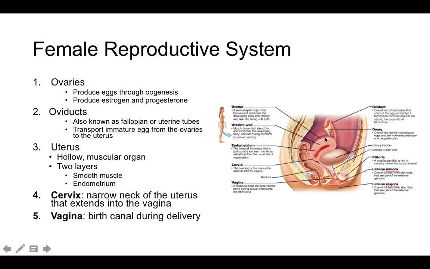The uterus is right here. It's a hollow muscular organ. There are 2 major layers. We have the smooth layer, which we call the myometrium, and then we have the endometrium. The endometrium is the lining that is shed every month during the menstrual cycle, otherwise known as the ovarian cycle. It's where the egg develops. Then we have the cervix, which is right here, the neck of the uterus, and then the vagina. Most people would think the vagina is simply the external genitalia for the female, and it actually is not. The vagina is actually the birth canal out of which the baby will be born. And it is right here.